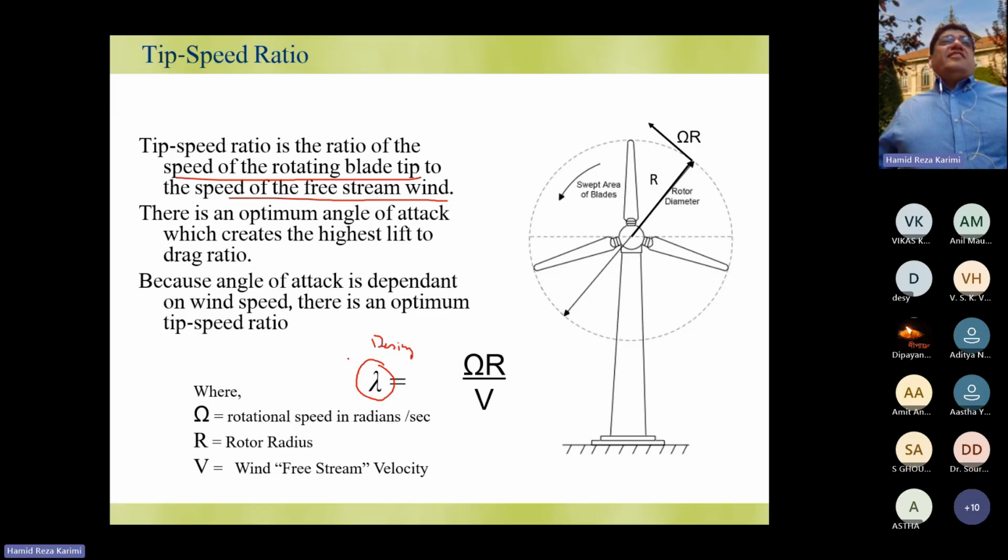This is the design of the turbine and the lambda. So this is the reason that if someone in India wants to design a wind turbine for the south of India or the north of India, the turbine should be designed based on the climate. What is the range of wind speed in the south, north, east, or west of India? So this parameter lambda is a design parameter, and it's a very important part.